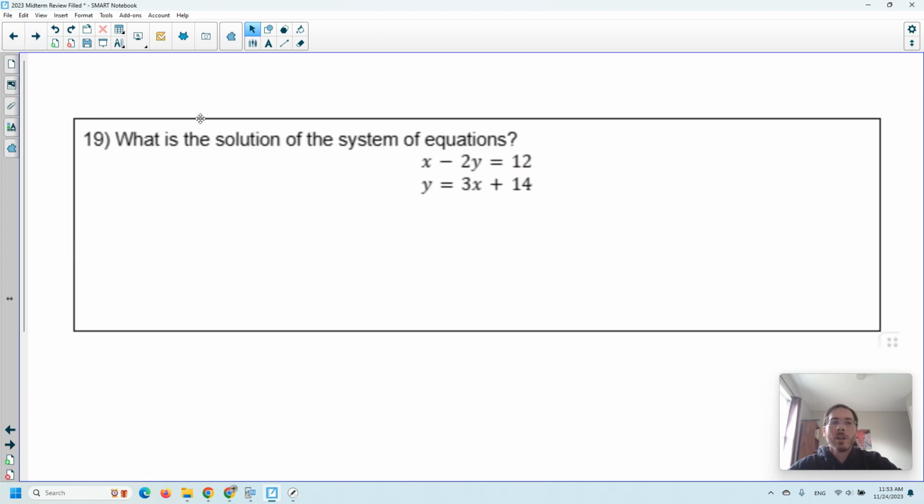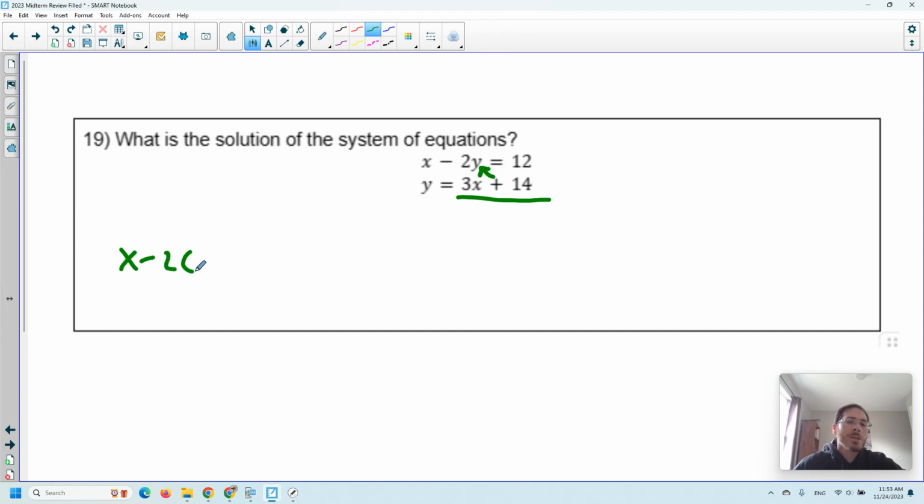All right, for number 19, we got another one of these. What's the solution for the system of equations? So just like the last one, you can do it in any of the methods. So I'm not going to throw it into the graph. Well, I'll throw it into one of the graphing calculators. But I can see that I've got y equals, so I can tell I'm going to take what this is and just plug it in right there for the y.